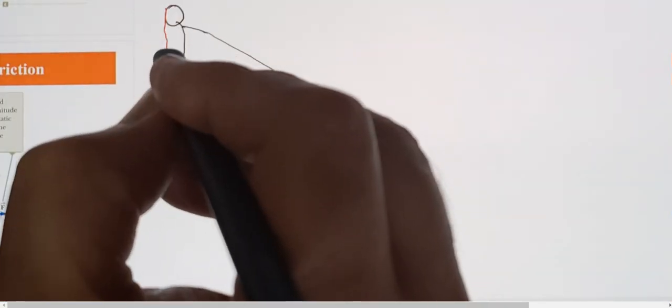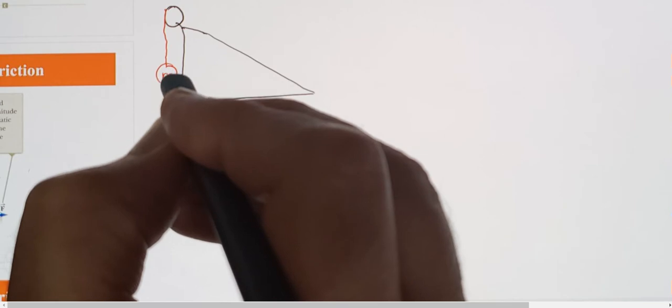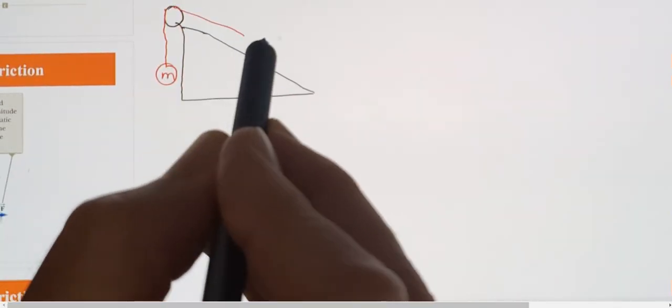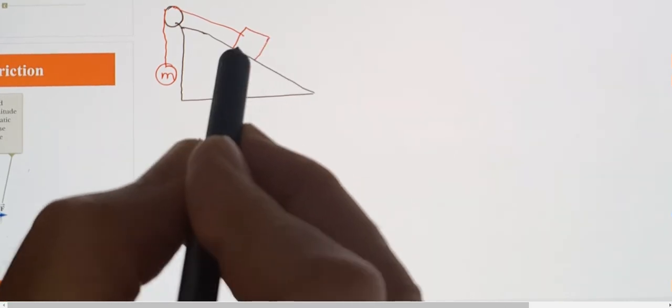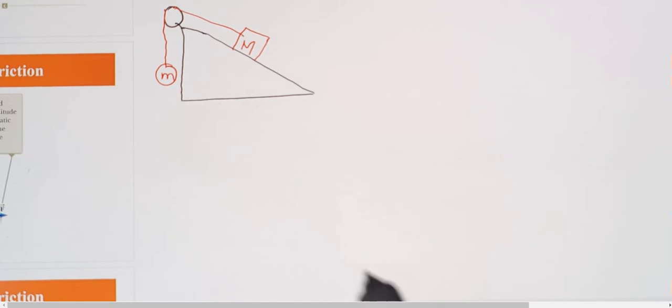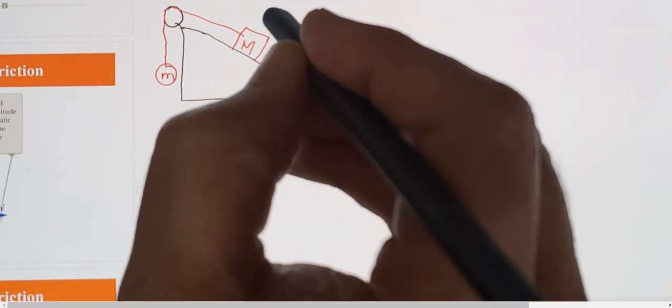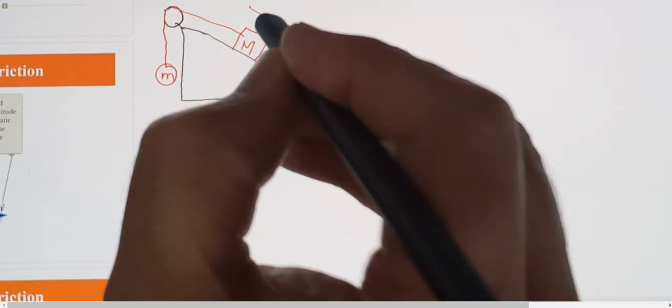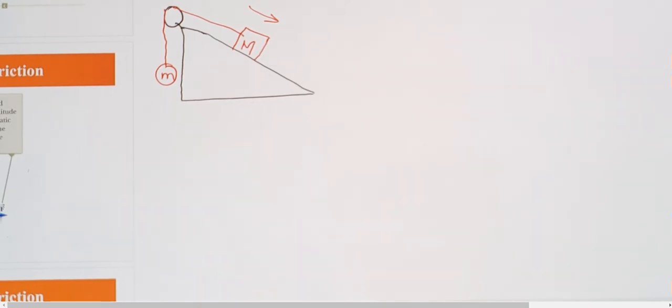So we have small m, and then we have capital M. Let's assume that it is moving in this direction. And in all our problems up to now, there is no friction. Friction will complicate the problem a lot.